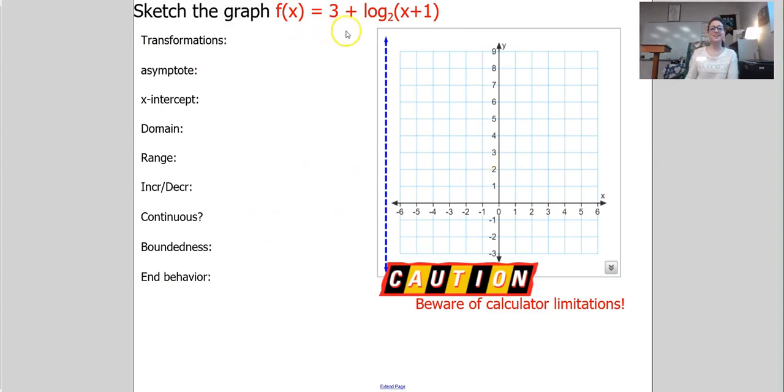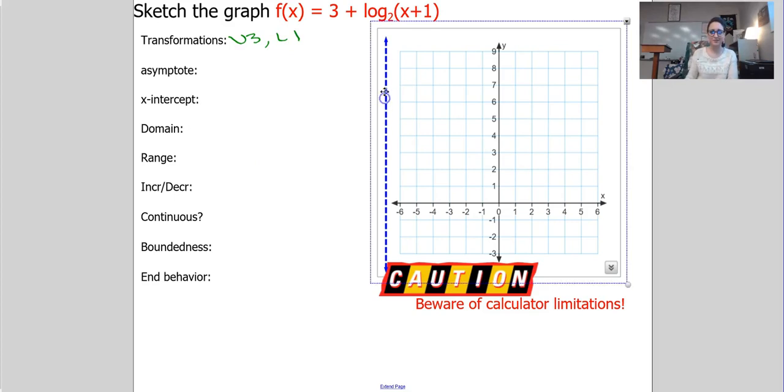All right, we are back. So we are looking at this function. We're going to try to graph this by hand. Now, the parent function would just be log base 2 of x. But we've got 2 transformations here. What does the 3 do to the parent function? This is going to move up 3. And what about the +1? Left 1. All right, so now let's take a look at the asymptote.